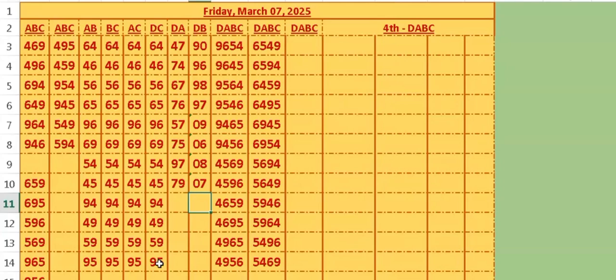Board A 7 9, board D 9, board B 0, and board C 7.